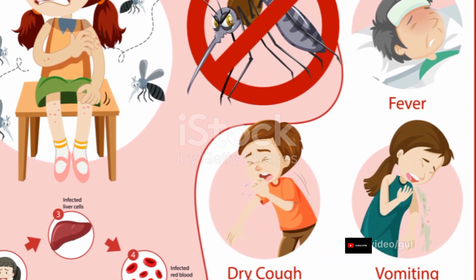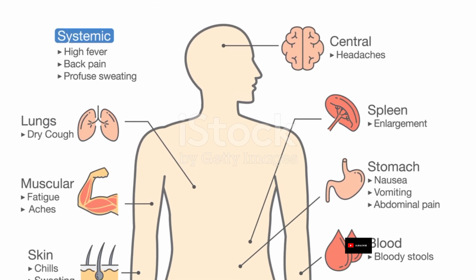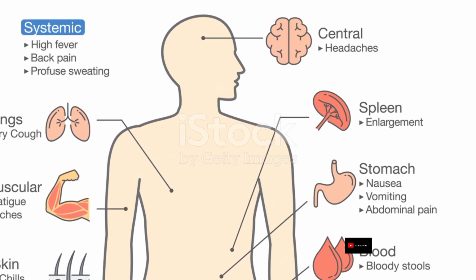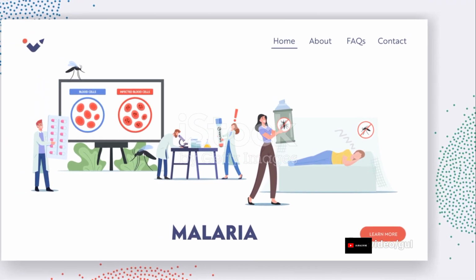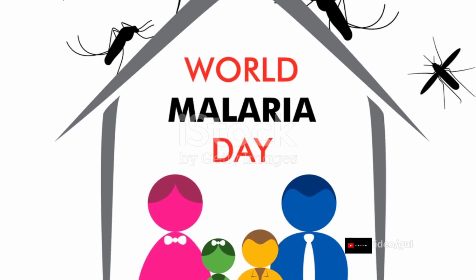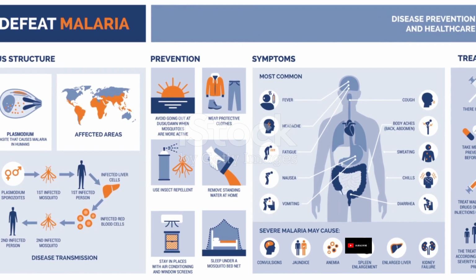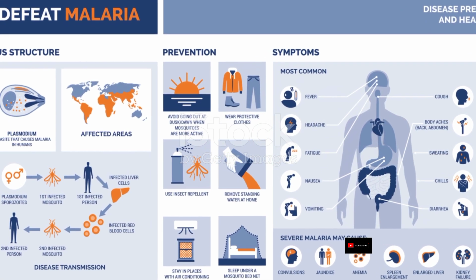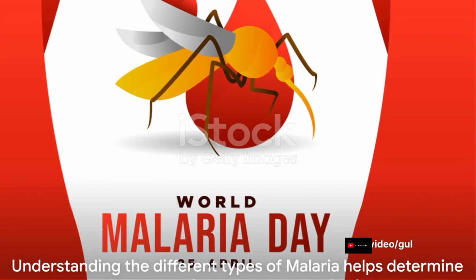Now, while all 5 are problematic, it's Plasmodium falciparum and Plasmodium vivax that really steal the show. These 2 are the most common and pose the greatest threat to humans. Plasmodium falciparum in particular is notorious for causing the most severe form of malaria, often leading to life-threatening complications. On the other hand, Plasmodium vivax, while not as deadly, is the most widespread, especially outside of Africa.